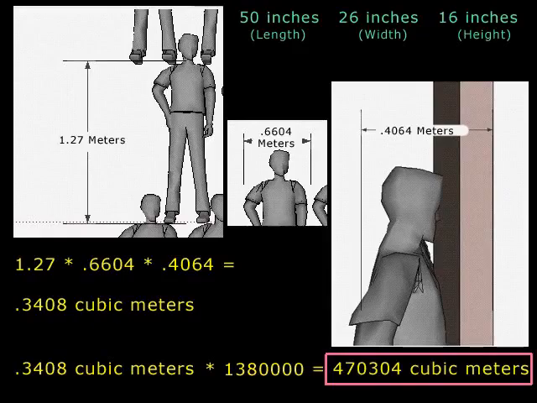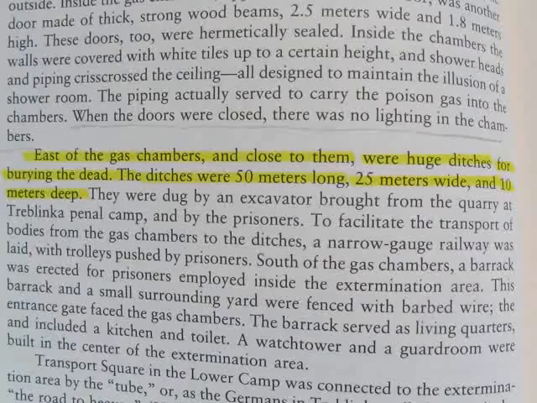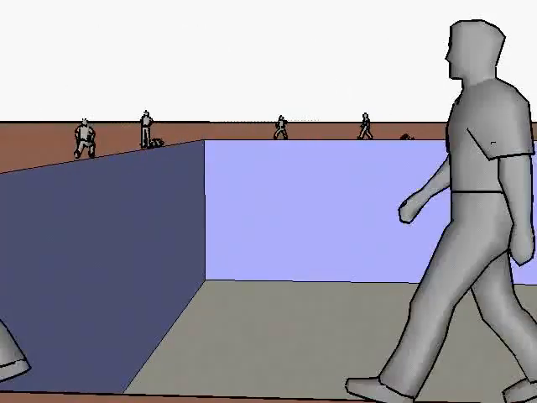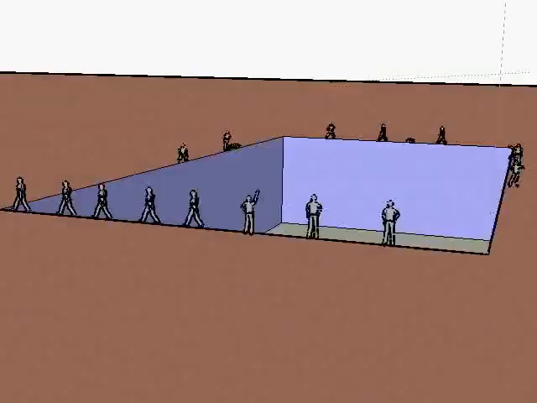Now let's see what Arad says about the pits that the bodies were buried in. On page 42 he writes regarding Treblinka, East of the gas chambers and close to them were huge ditches for burying the dead. The ditches were 50 meters long, 25 meters wide, and 10 meters deep. You're about to see a 3D model of the pit with the lengths Arad mentioned. As you can see, it is a huge pit.